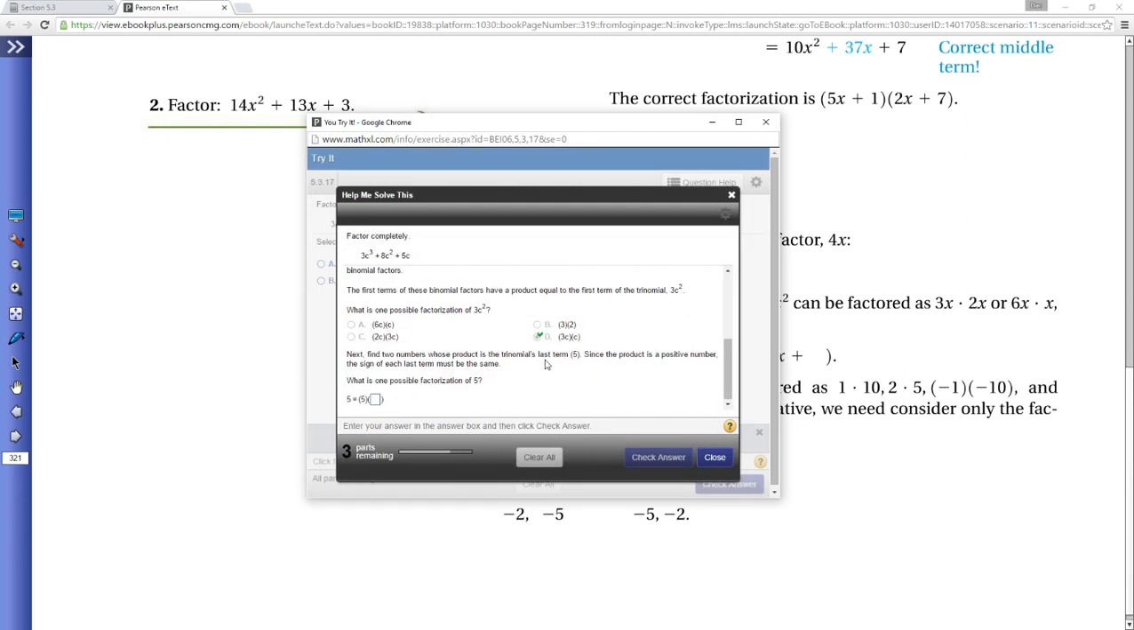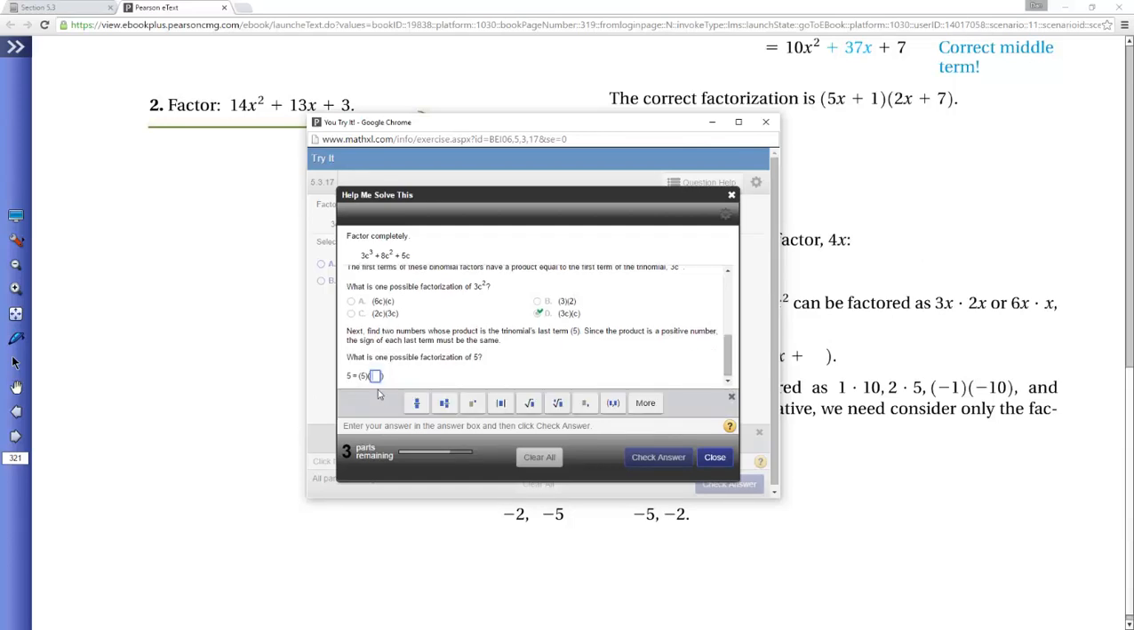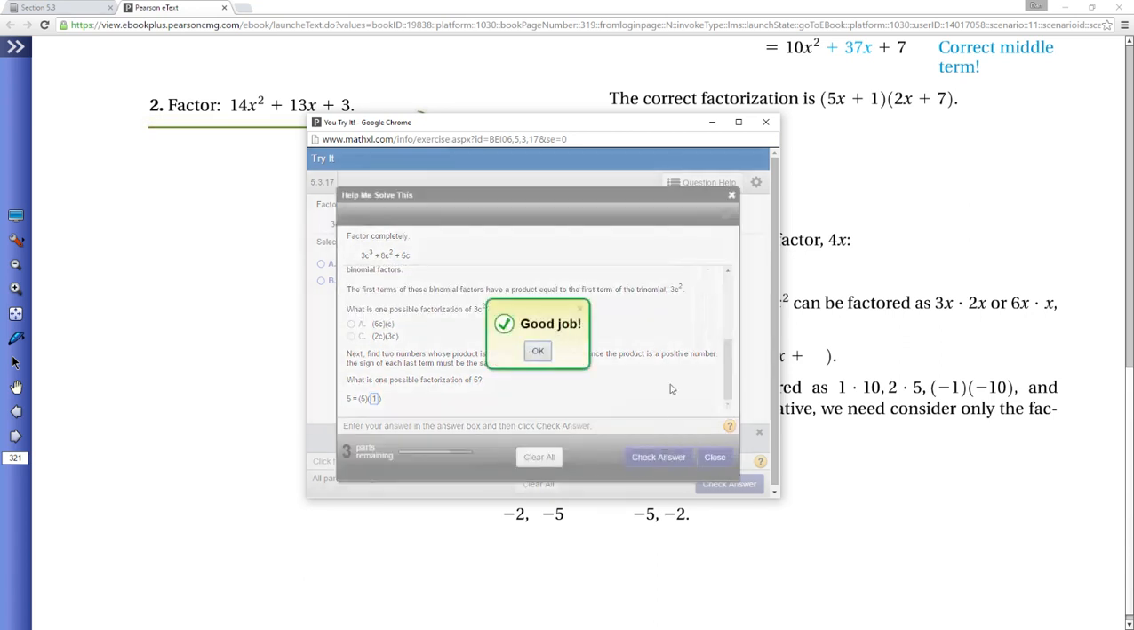Next, we want to find 2 numbers whose product is the trinomial's last term, 5. Since the product is a positive number, the sign of each of the last terms must be the same. In other words, I could have negative 1 times negative 5, or I could have 1 times 5. Well, in this case, they already give us 5, so the other one would have to be 1. That's the only number, 5 is prime. So I can get 5 times 1 to get 5.